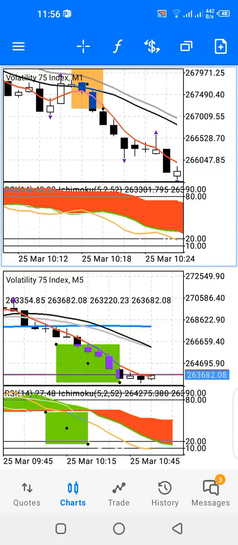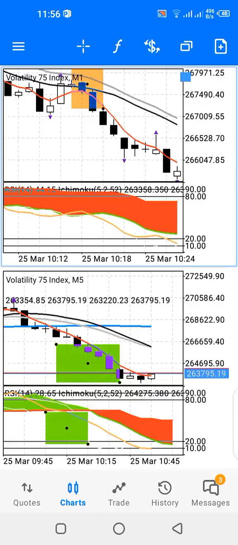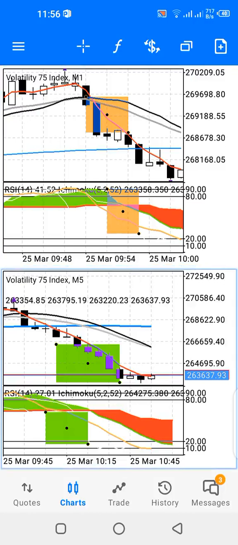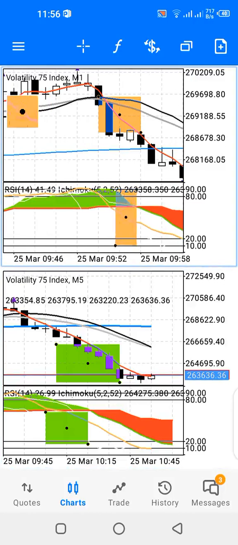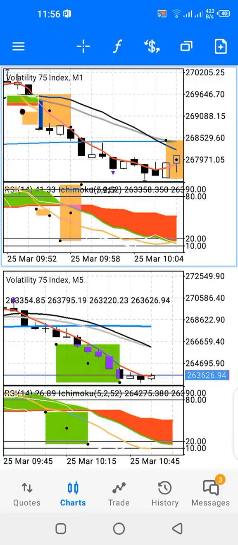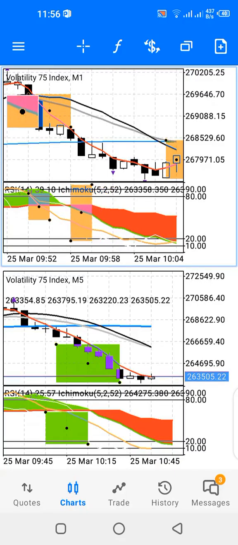For indicator window one, let me scroll a bit back. When you have the Ichimoku cloud turning from green to red, that's your confirmation to sell. You have a sell signal when the orange line drops below the cloud, like you have the orange line dropping below the cloud just around here. That's your sell signal. Confirmation is when the cloud turns red.